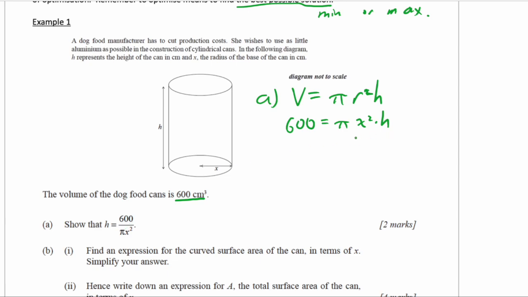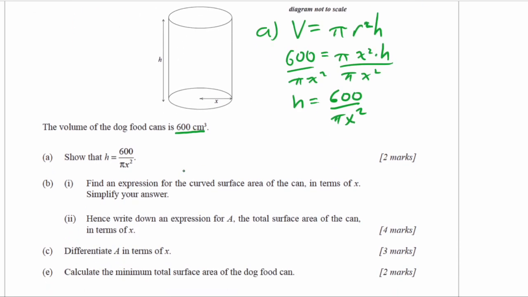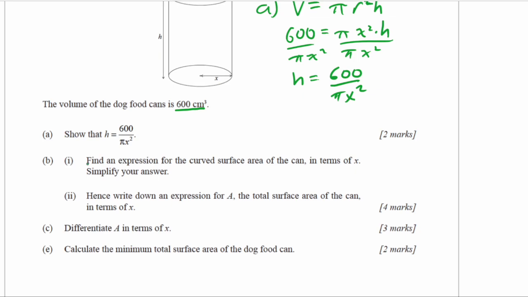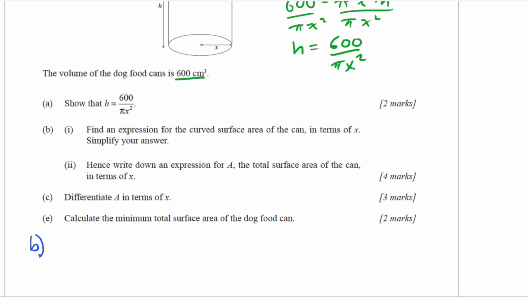We're almost there. This is just dividing both sides by pi x squared. So we need to show these steps, and hopefully it gets you the result from the show that question, and it does. h equals 600 over pi x squared. Even if you weren't able to do that, you can still start part b because they give you the result from the previous section. Let's look at the next section.